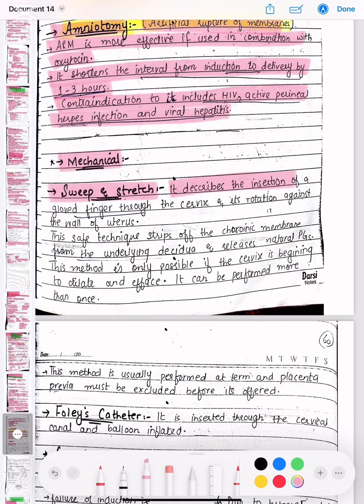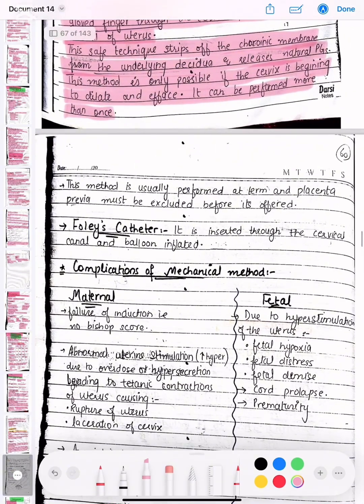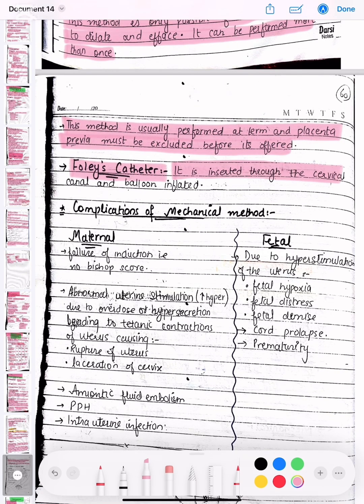It describes the insertion of a gloved finger through the cervix and its rotation against the wall of the uterus. This safe technique strips off the chorionic membrane from the underlying decidua and releases natural PGs. This method is only possible if the cervix is beginning to dilate and efface. It can be performed more than once. This method is usually performed at term, and placenta previa must be excluded before it is offered. Foley's catheter is used. It is inserted through the cervical canal and the balloon inflated.